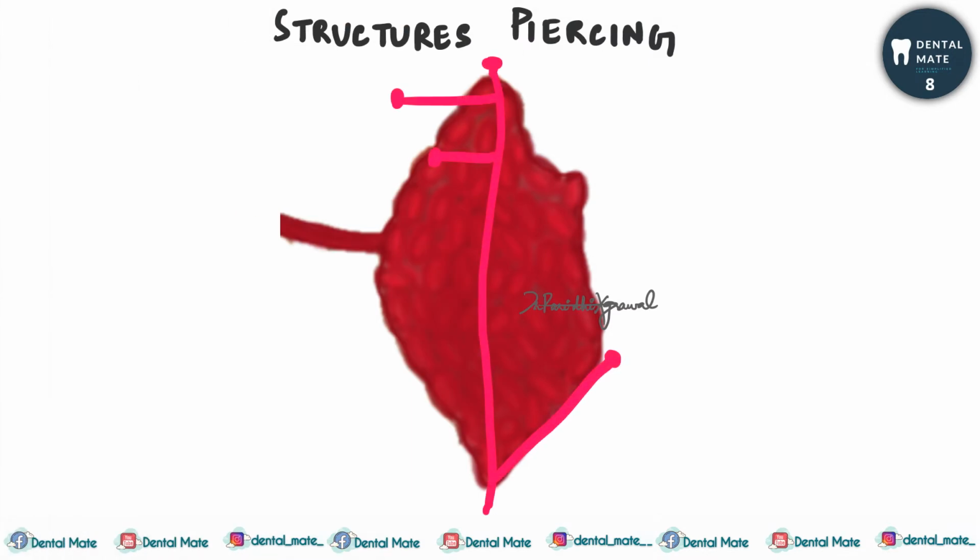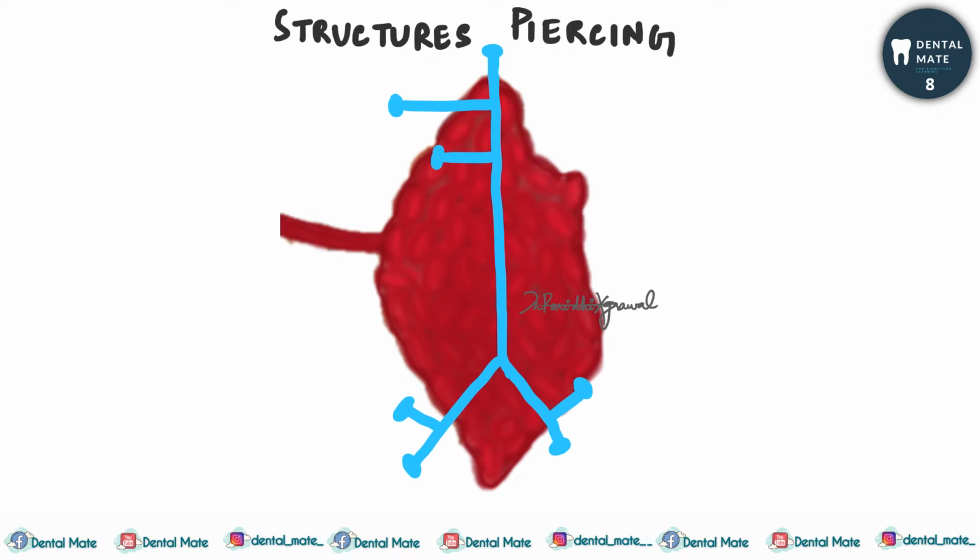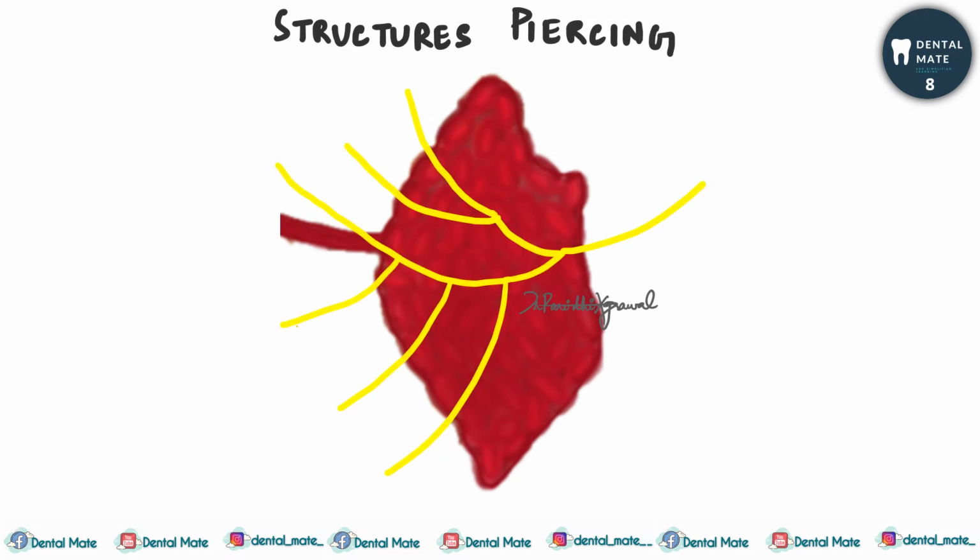Next, if we talk about the structures piercing the parotid gland, from inside to outside, it is the external carotid artery, the retromandibular vein, and the facial nerve.